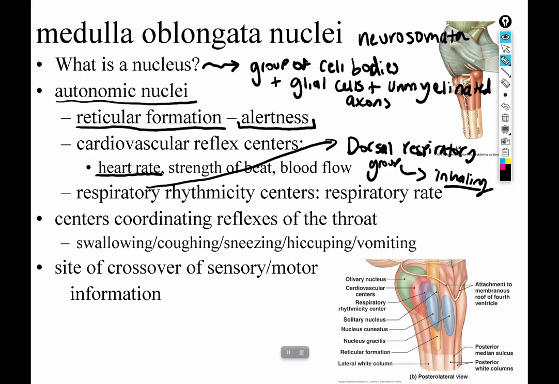There's also centers coordinating throat and pharyngeal reflexes, so swallowing, coughing, sneezing. You have a lot more muscles in your throat and neck than you might think, and coordinating all of those is really important. And then I mentioned the descending motor information as well. So the pyramids on the anterior surface of the medulla oblongata are the location where those descending motor tracts decussate or cross over from one side to another.